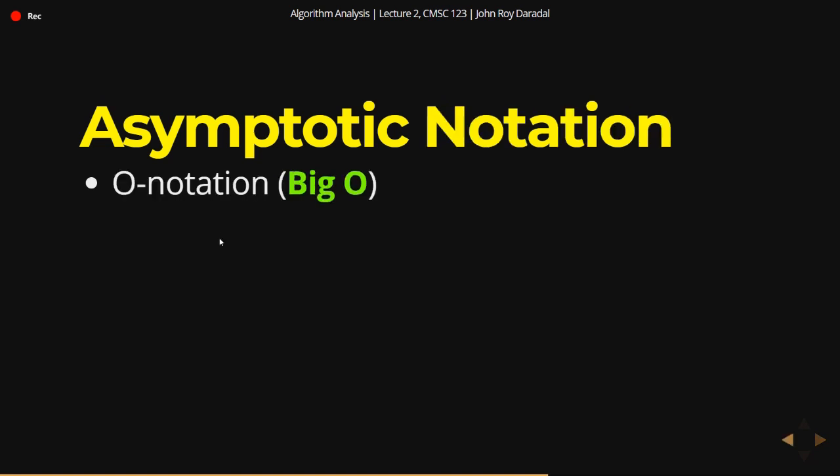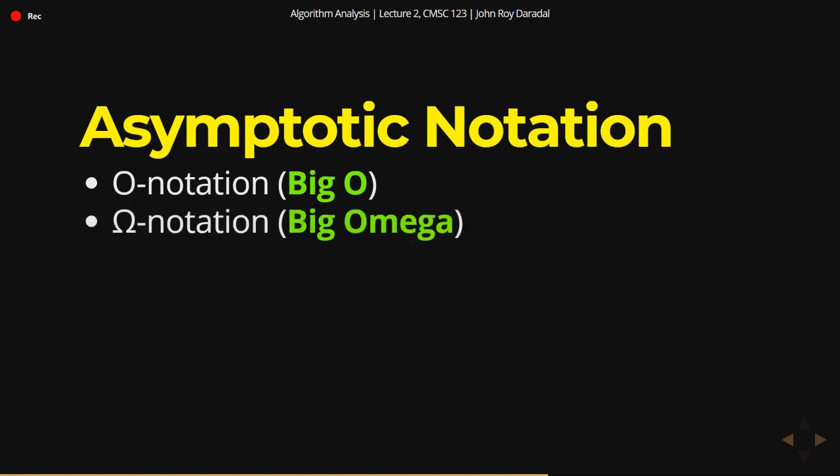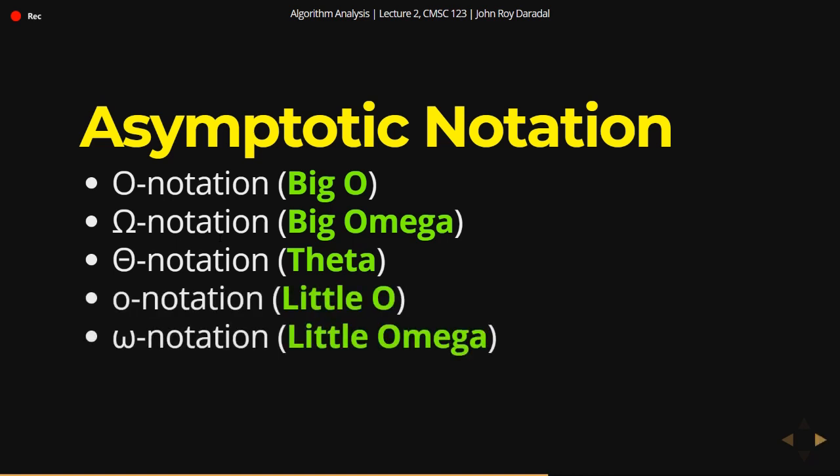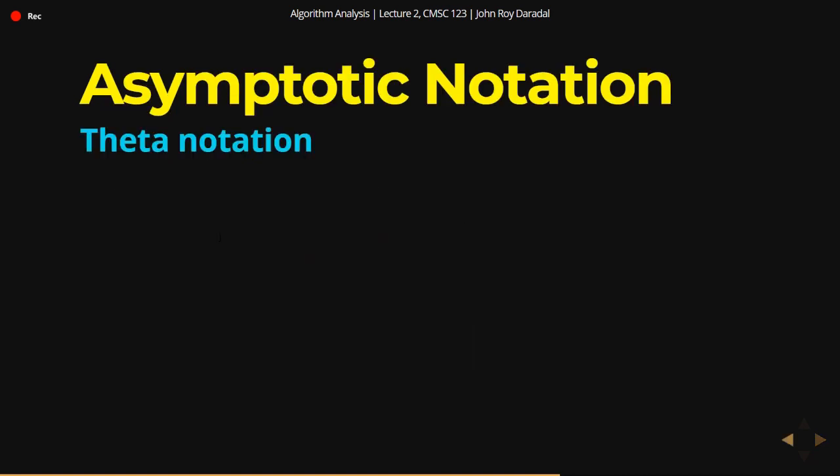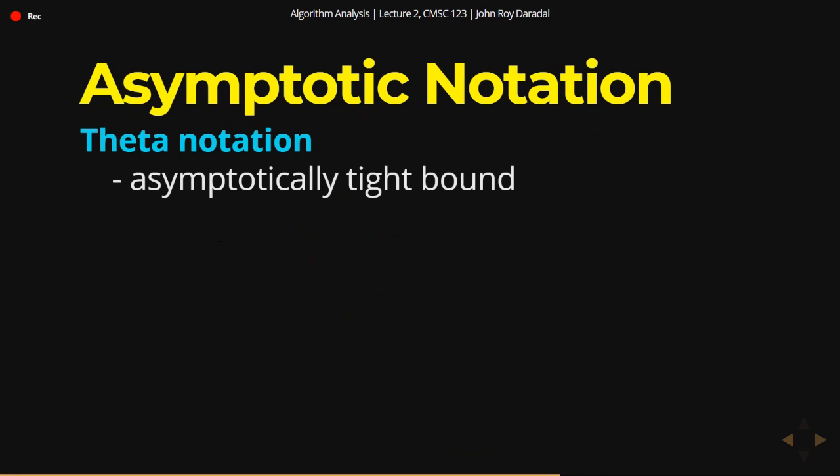So we already know about the big O notation, but there's 4 other asymptotic notations, namely your big omega, theta, little o, and little omega. So we'll only briefly cover these 4 other asymptotic notations. So for example, theta notation means that it's the asymptotically tight bound. Okay, so this describes the average case.